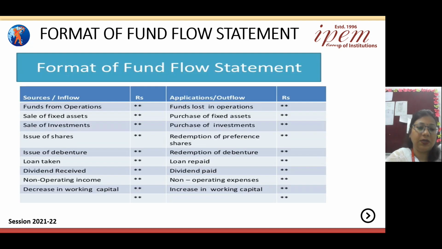You see here there are two bifurcations under this format. The first side is the sources side and the second side is the application side.